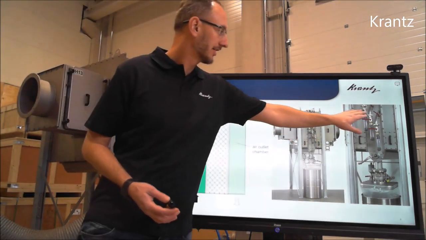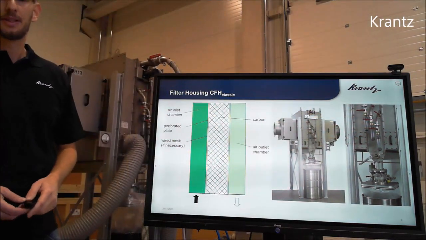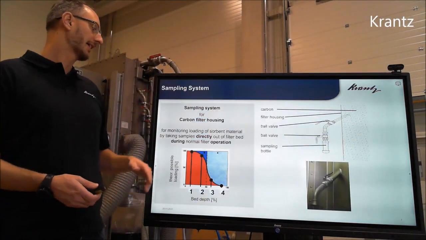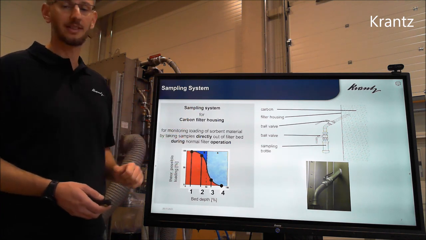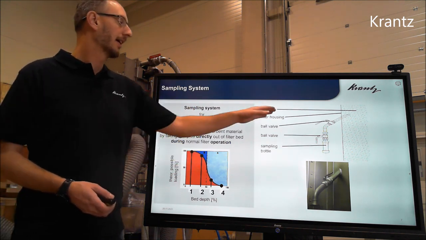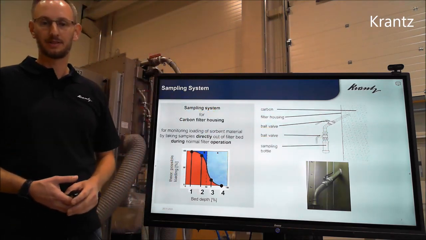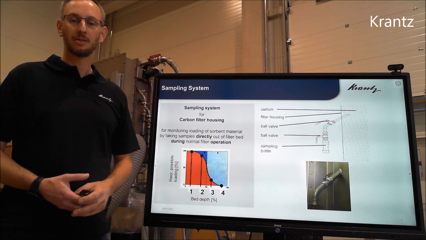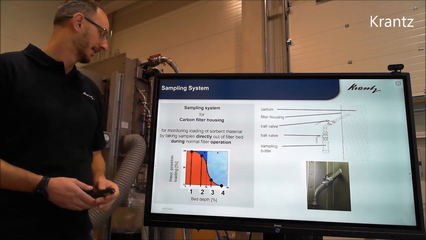Each housing is also equipped with sampling ports. With these sampling ports you are able to extract carbon from the carbon bed at different positions, by easily draining carbon into test bottles, and with these test bottles you can go to a laboratory to see the loading of the carbon.